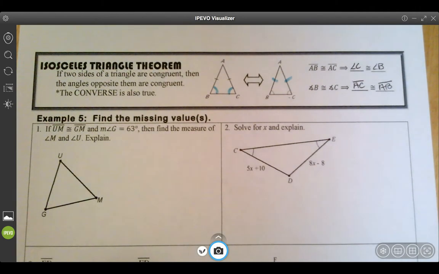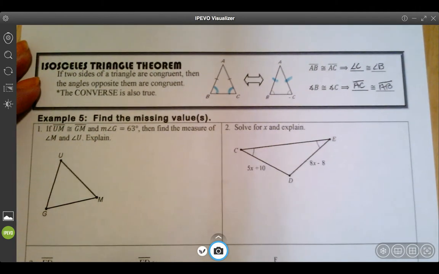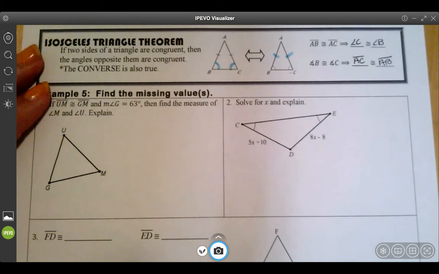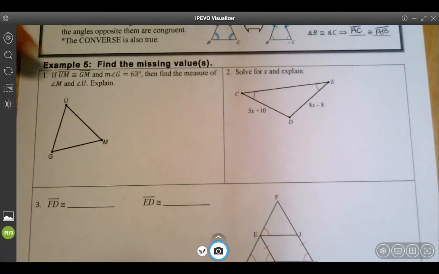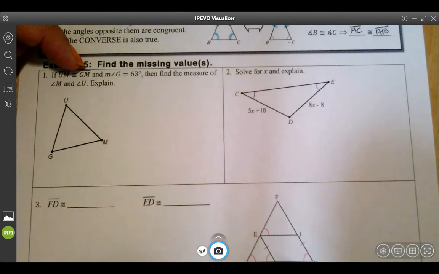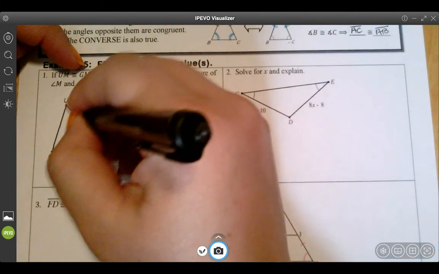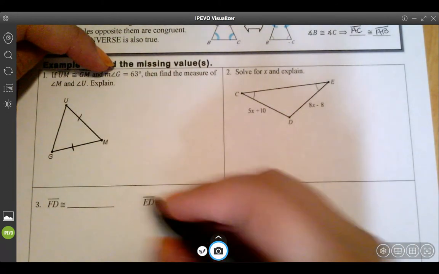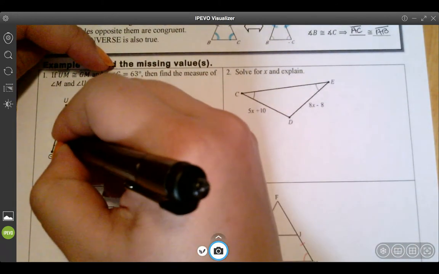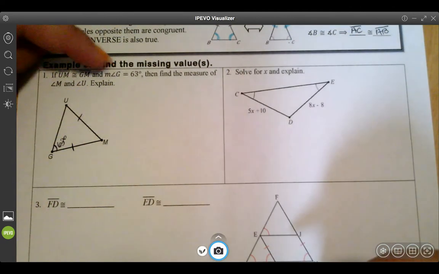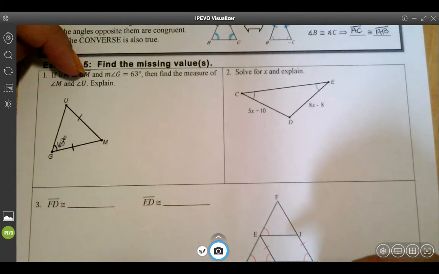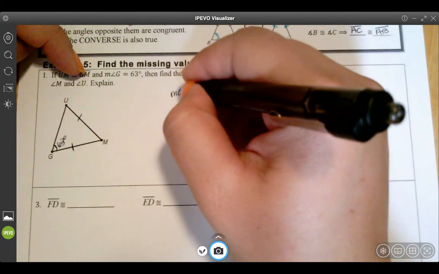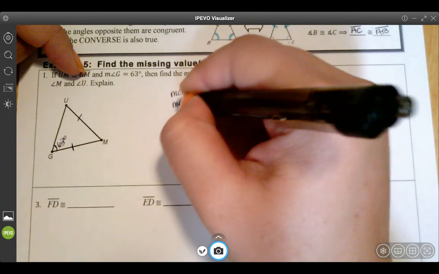Let's practice. We want to find the missing value. If segment UM is congruent to GM, this isn't a proof, just practice, so we can just mark it on the diagram. UM, GM, the measure of angle G is 63 degrees. We want to find the measure of M and U. Measure of angle M, measure of angle U.